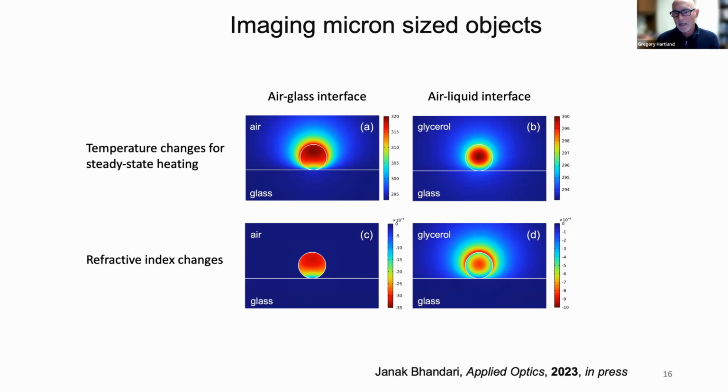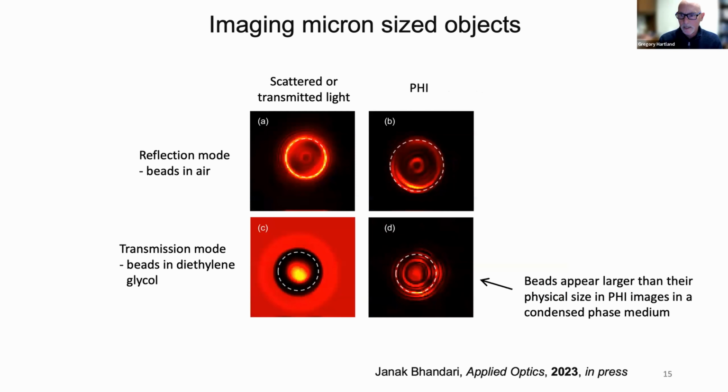If we do things in an organic medium, now you have a temperature change in the glycerol from heat transfer from the beads to the glycerol. It's lower because of the thermal conductivity of glycerol. But of course, in glycerol, you get a significant change in the refractive index. Okay, so now there's a change in the refractive index outside the bead, and it's that change in the refractive index from heating outside the bead that's leading to this ring pattern external to the bead when you look at the photothermal image.